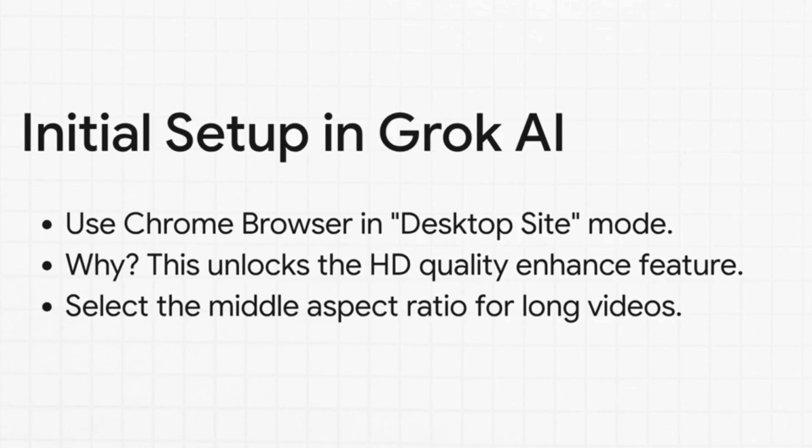On your phone, you have to use the Chrome browser. And here's the key. You've got to switch it to desktop site mode. This one little step is what unlocks the HD quality enhancement feature. Oh, and also remember to select that middle aspect ratio, because that works best for long-form videos in Grok AI.